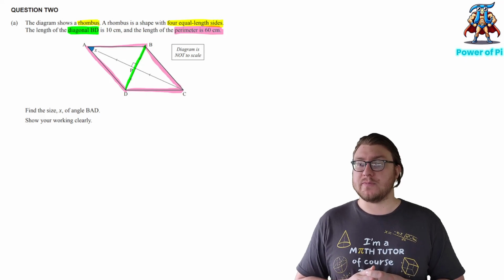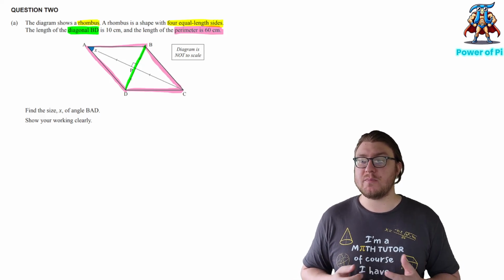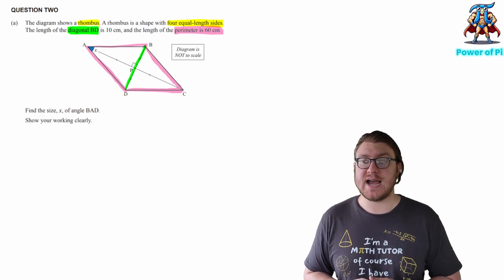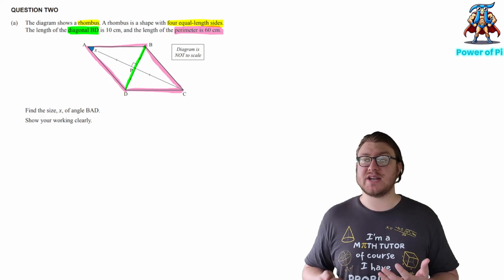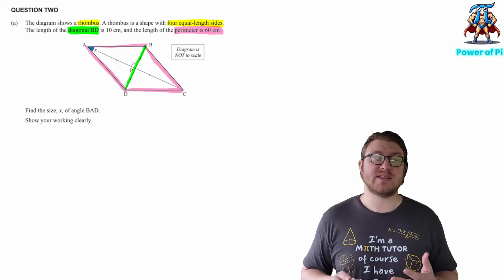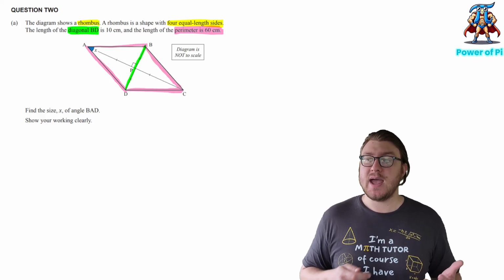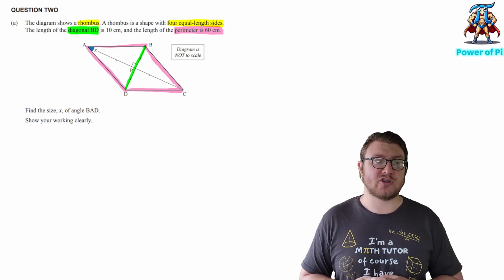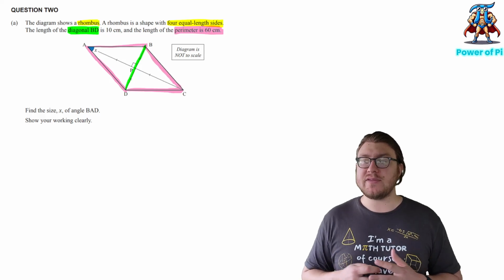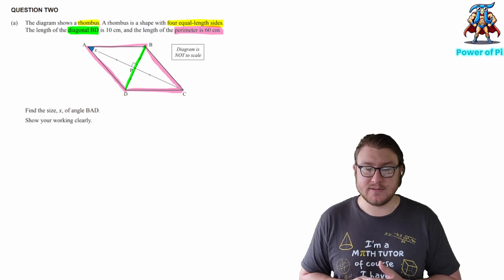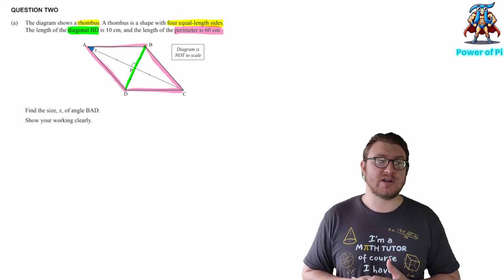Now, question 2. The diagram shows a rhombus. A rhombus is a shape with 4 equal length sides, and the length of the diagonal BD is 10 centimeters long. And they also give us that the perimeter is 60. Again, I've color-coded these in the picture, so it's easier for you to see straight away. We want to find the value of x, which is the angle at A. So let's have a look what we can do.